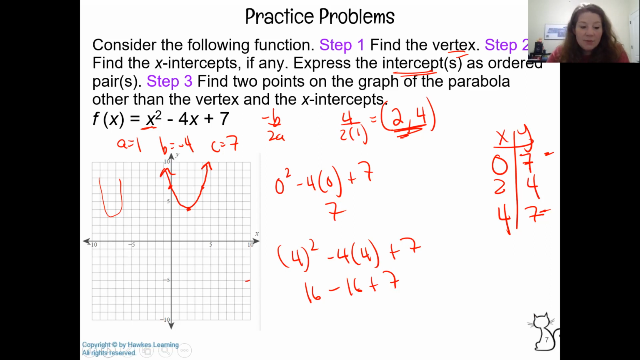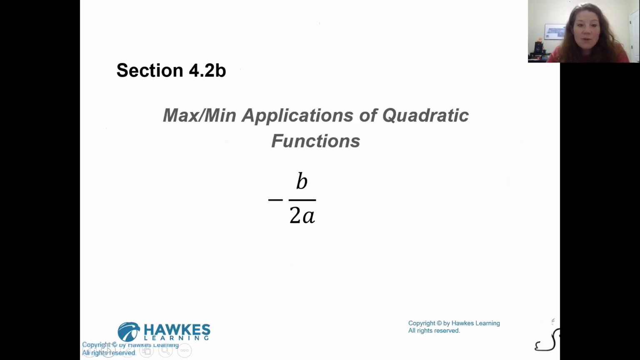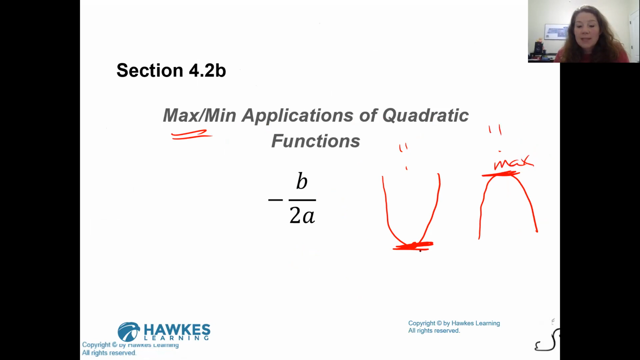All right, let's move on, you guys. So now we're going to do 4.2b, and this is minimums and maximums. Like I said, when you have a happy parabola, a positive parabola, you're going to have a minimum, right? And when you have a negative or a sad parabola, you're going to have a maximum. You have a lowest point if it's positive, and you have a highest point, a maximum, if it's negative.